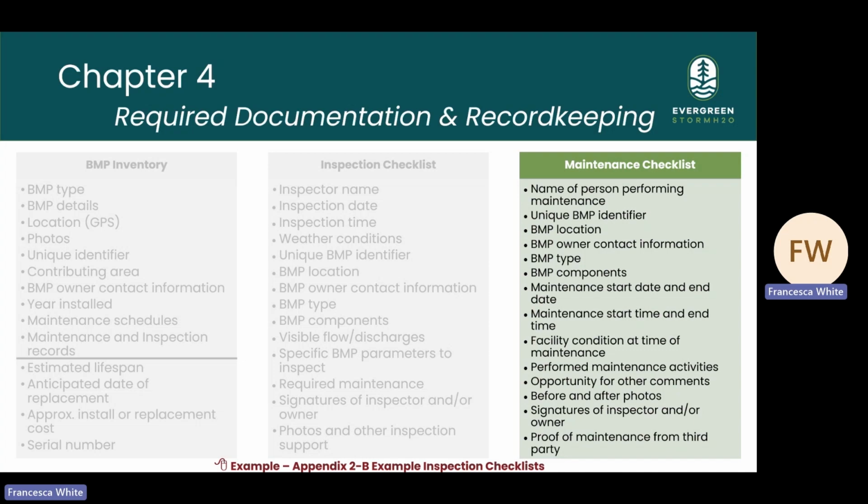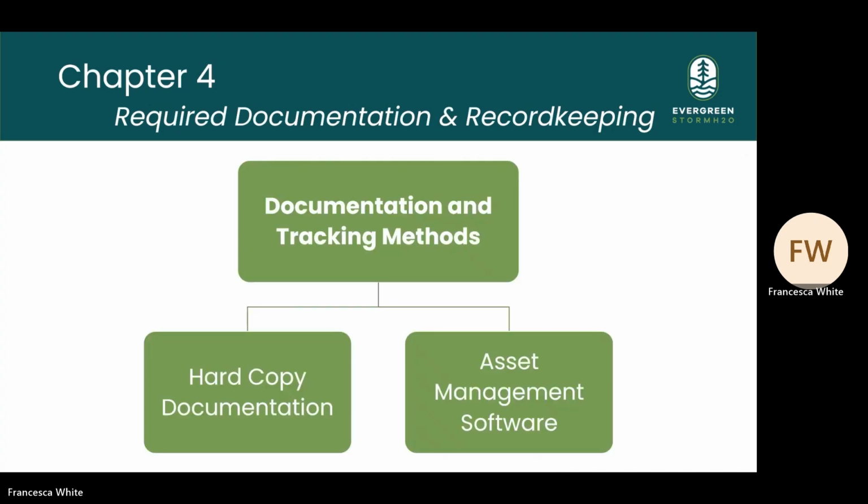So I left off in chapter 4, mentioning that example inspection checklists are provided in Appendix 2B. So now that we've talked about what information we need to track, let's talk about how we do this. Both the Eastern Washington permit and Western Washington permit require tracking activities, but Ecology does not specify a particular method. So historically, this has been conducted using hard copy checklists, logs, and manual data entry.